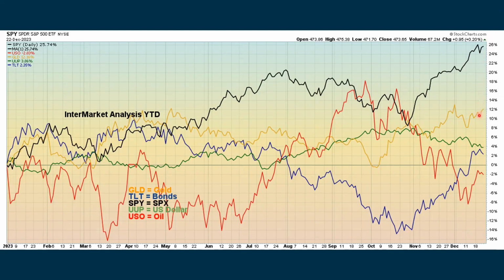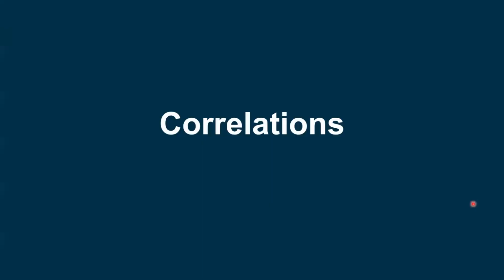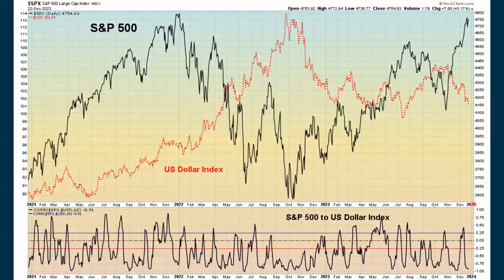Stocks are in the lead, followed by gold, and then the dollar, and then bonds have now turned positive, where energy has now turned negative going back to the beginning of the year. Some correlations. When we look at the S&P 500 and compare it with the dollar, they have a pretty strong opposite relationship to each other.